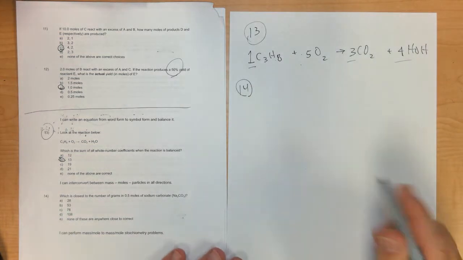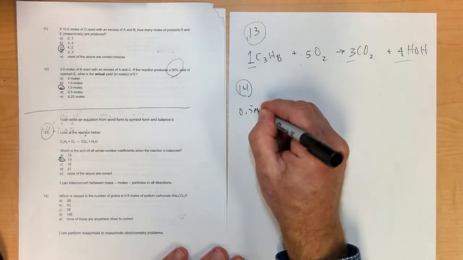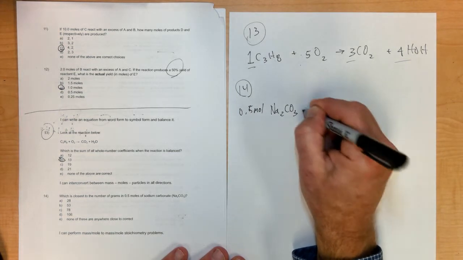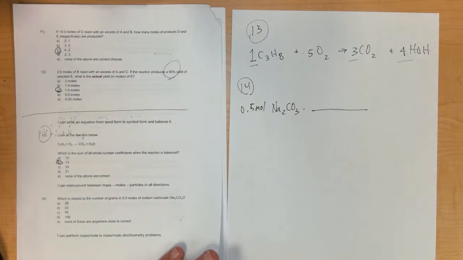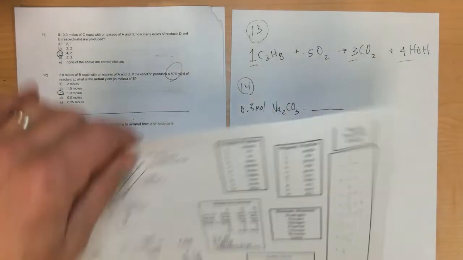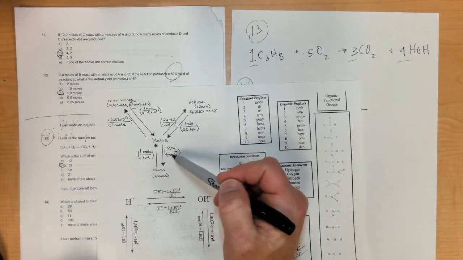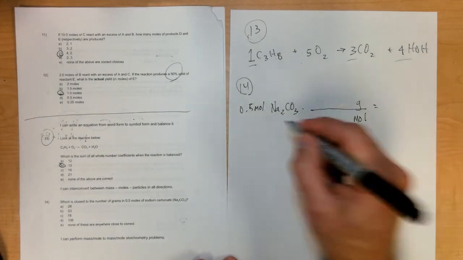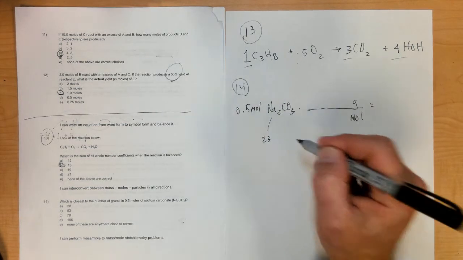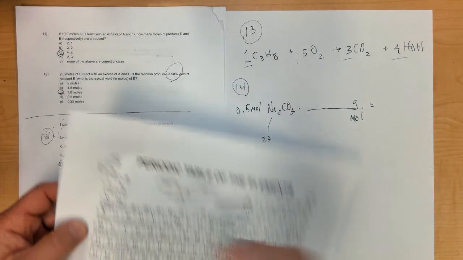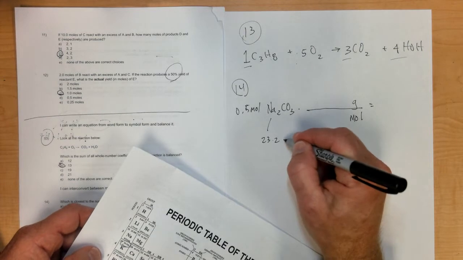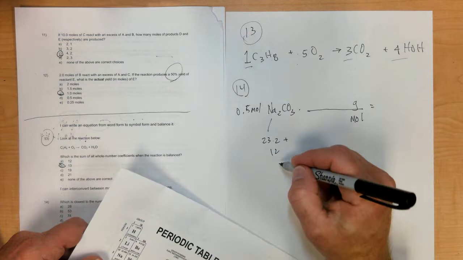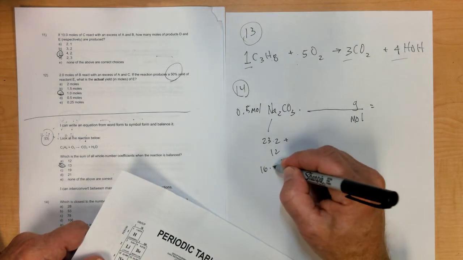which is closest to the number of grams in 0.5 moles of sodium carbonate. So we're going from moles to grams. So moles right here to grams right here. Molar mass on the top, moles on the bottom. And if I add up sodium carbonate, sodium's 23 on the periodic table, times 2, because there's 2 of them, plus carbon is 12, right here, plus oxygen, which is 16 times 3.